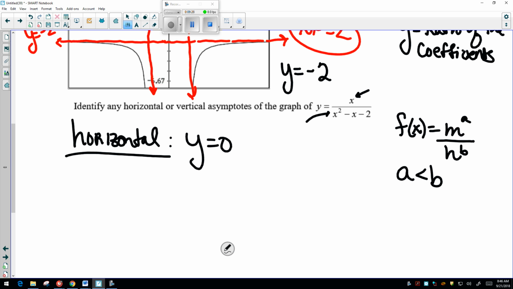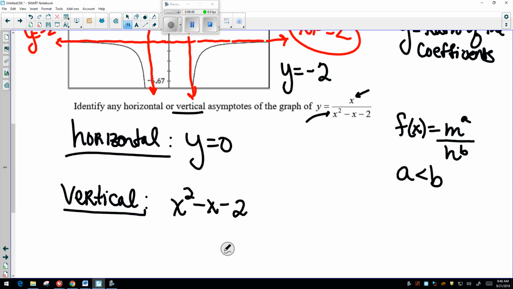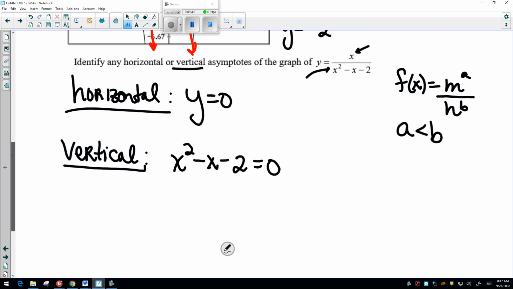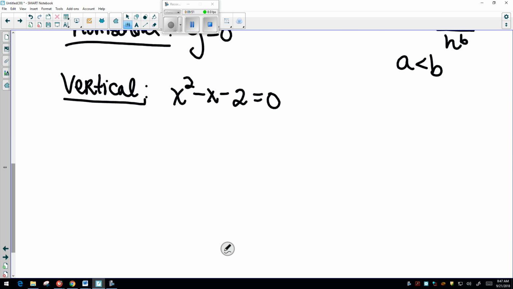To find your vertical asymptotes, just like we said from up above, your vertical asymptotes are going to be like trying to find your domain. If I'm trying to find my domain, I'd set the denominator not equal to 0. For asymptote purposes, I'm trying to find that equation, so I will set that equal to 0. And then in order to solve, we have to factor.